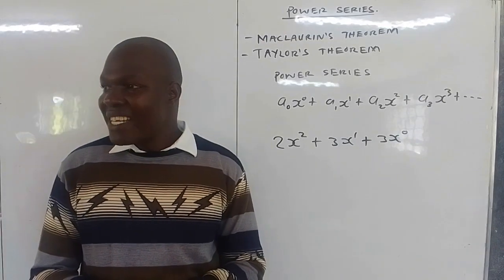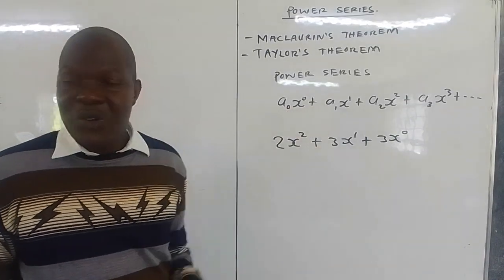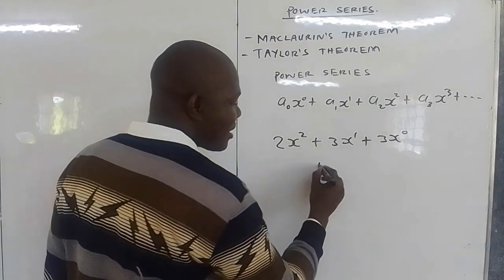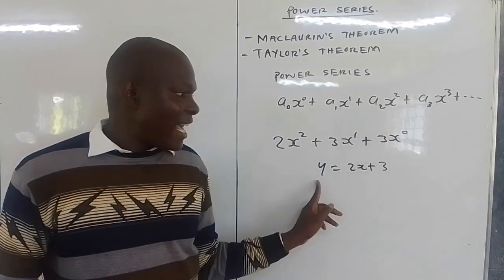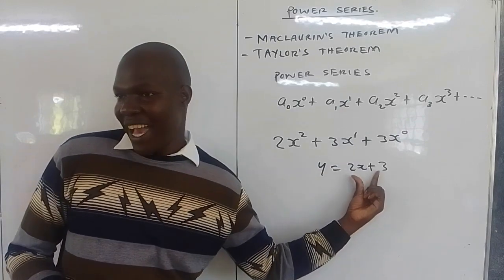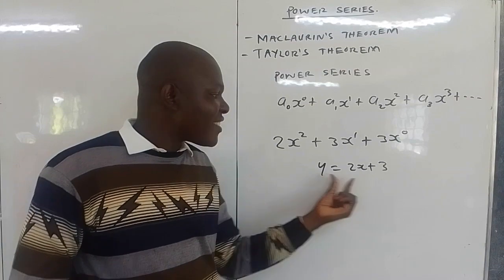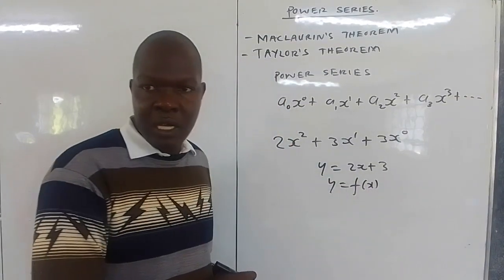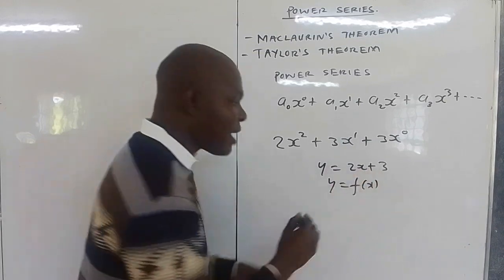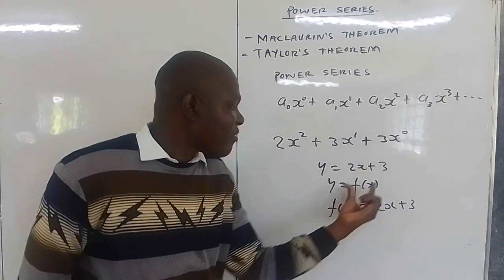But now it is a function, because you can see, when you go to calculus, if you have y = 2x + 3, you see y is expressed in terms of x. So we say y is a function of x, isn't it? Because y is expressed in terms of x. So instead of saying y is 2x + 3, you just say f(x) = 2x + 3, because this f(x) is the y.